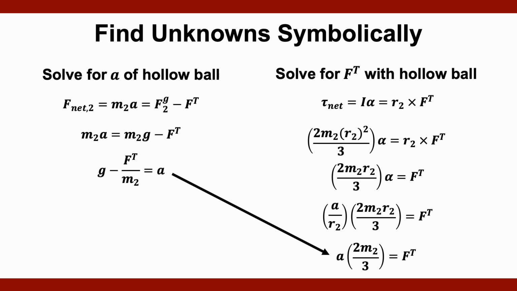But first, we will need to solve for acceleration A for the ball. Its net force, which we will represent as m2a, is equal to gravitational force minus tension force. We could represent gravitational force as m2g, and then we isolate variable A. We all know the variables here, besides tension force, so we will solve for that next.